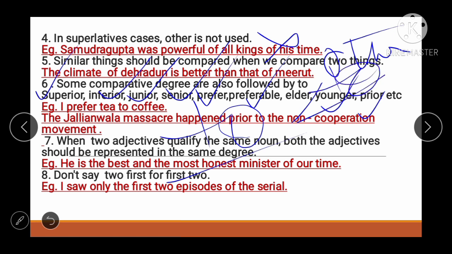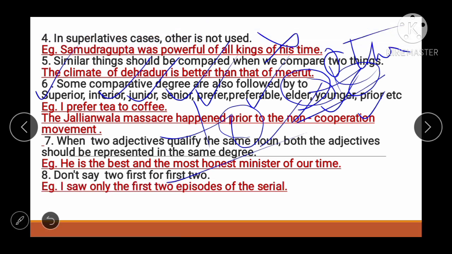Next one is an example. I prefer tea to coffee. You will not say I prefer tea than coffee. It would be wrong. You must say I prefer tea to coffee. Next one is: the Jallianwala Bagh massacre happened prior to the non-cooperation movement. Here I told you, with prior also, what will come? To will come. So prior to.